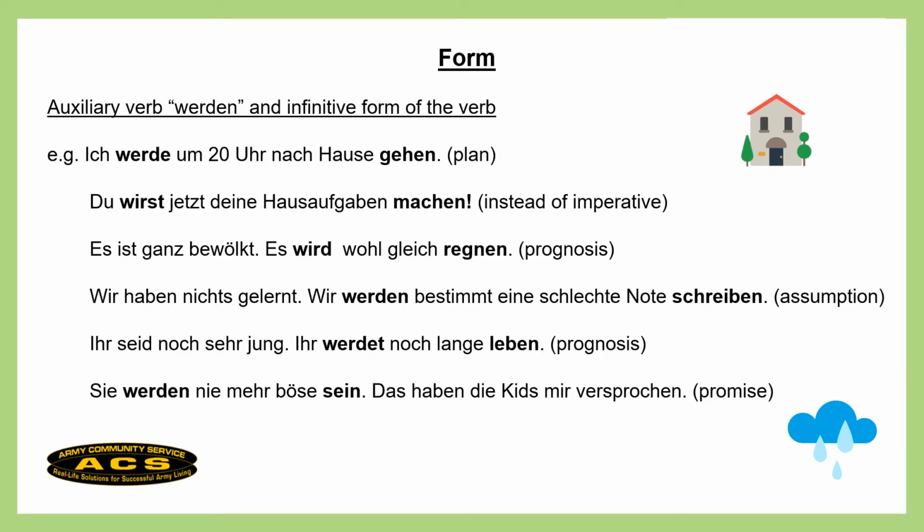To form the future tense Futur 1 in German, you will need the auxiliary verb werden and the infinitive form of another verb that will follow, that you will find at the end of the sentence. So the auxiliary verb werden has to be conjugated, and that's an irregular verb. The conjugation is in present tense, so you will have to learn the forms of the conjugation.